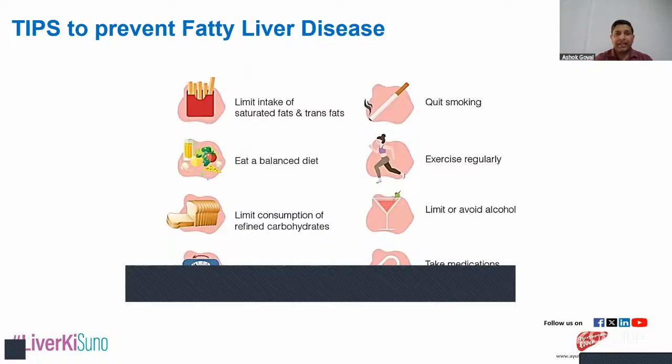So tips: limit intake of saturated fats and trans fats, eat a balanced diet, limit consumption of refined carbohydrates, maintain a healthy weight, quit smoking if you are doing so, stop taking alcohol and tobacco, do regular and religious exercises, limit alcohol, and take medication as prescribed. But the most important is reduction in weight. And if you are having comorbid conditions like thyroid disease, diabetes mellitus, hypertension, dyslipidemia, you need to take regular medicine and control these diseases also, so that eventually their effect on the liver will be less and the liver will not be under stress.